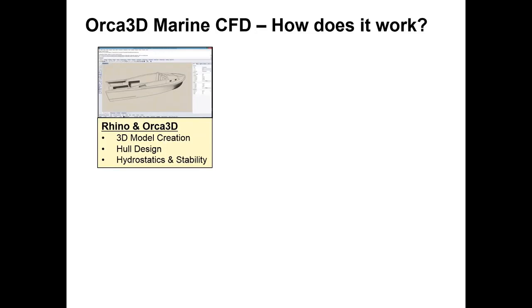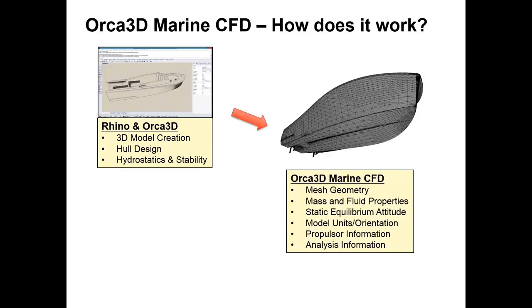Once this design is ready for CFD analysis, Orca CFD allows you to seamlessly transfer design information over to Simerics MP for post-processing. Here you see a list of the information that is transferred from Orca and Rhino over to Simerics. This includes the mesh geometry, which of course is probably the most important part, the mass and fluid properties of the model, and the static equilibrium attitude in order to initialize the simulation. We also take account of whatever unit system you're working in and whatever model orientation you've defined in Orca3D.